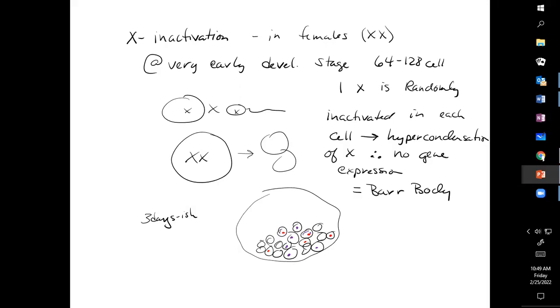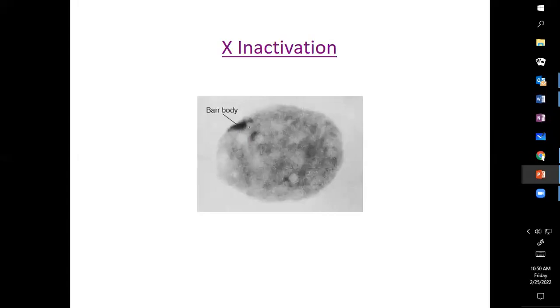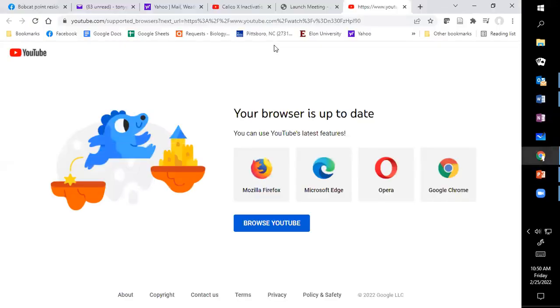So notice that in 50% of the cells or so, the paternal X is inactivated. In the other 50% of the cells, the maternal X is inactivated. And that is the same one that is going to continue to be inactivated throughout development. Let's take a look here. Here's what a bar body would look like in a nucleus of a stained cell. Here's the process of X inactivation.